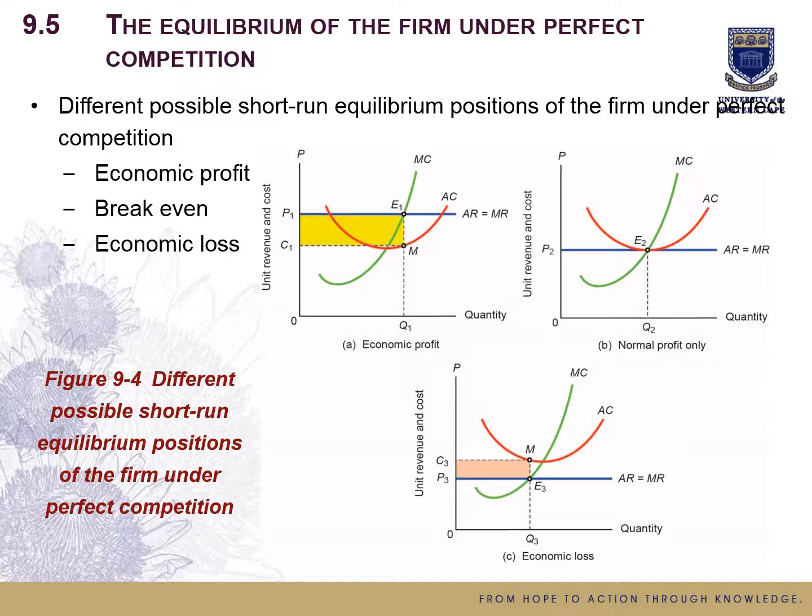When average revenue is greater than average cost, then the firm is earning economic profit. However, if average revenue is equal to average cost, then the firm earns normal profit. Whereas if average revenue is less than average cost, the firm earns an economic loss. Let's look at these three scenarios very closely.